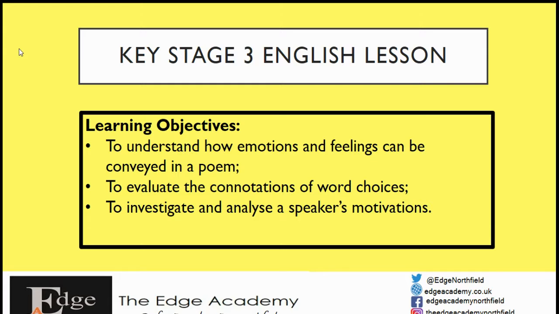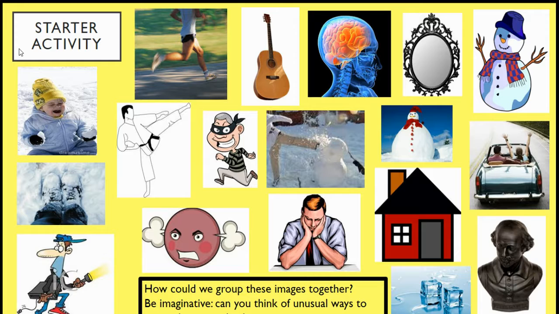So the learning objectives for today are to understand how emotions and feelings can be conveyed in a poem, so how they can be shown, how they're given over. To evaluate the connotations of word choices, so each word could have a different meaning. So the connotation of it might not just be a literal meaning. And finally, to investigate and analyse the speaker's motivations. So the person in the poem, the narrator, why do they do what they do?